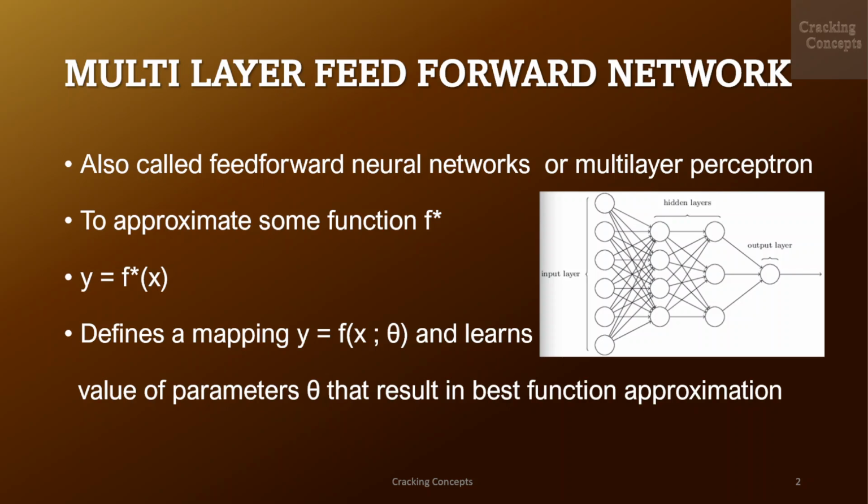Now, a multi-layer feed-forward network is also known as a feed-forward neural network or a multi-layer perceptron. The goal of a feed-forward network is to approximate some function which is given by f star. For example, for a classifier y is equal to f star of x, maps an input x to a category y. A feed-forward network defines a mapping y is equal to f of x, theta, and learns the value of the parameters theta that result in the best function approximation.